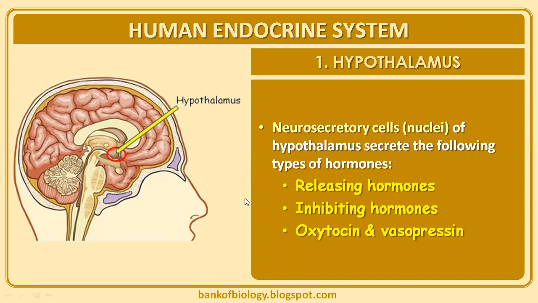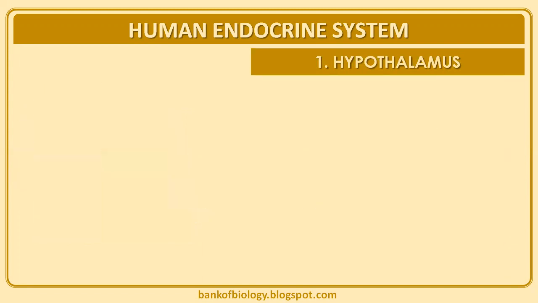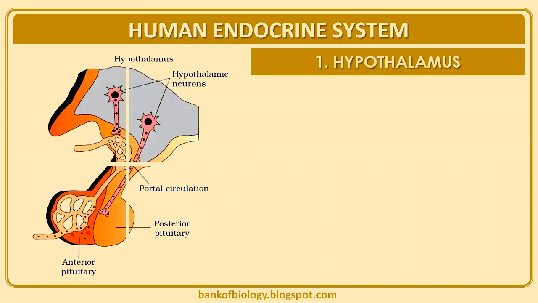Releasing hormones and inhibiting hormones, their function we discussed in the earlier class. Oxytocin and vasopressin are from the neurohypophysis; they are stored in the neurohypophysis of the pituitary gland. Let's go with the text diagram here.